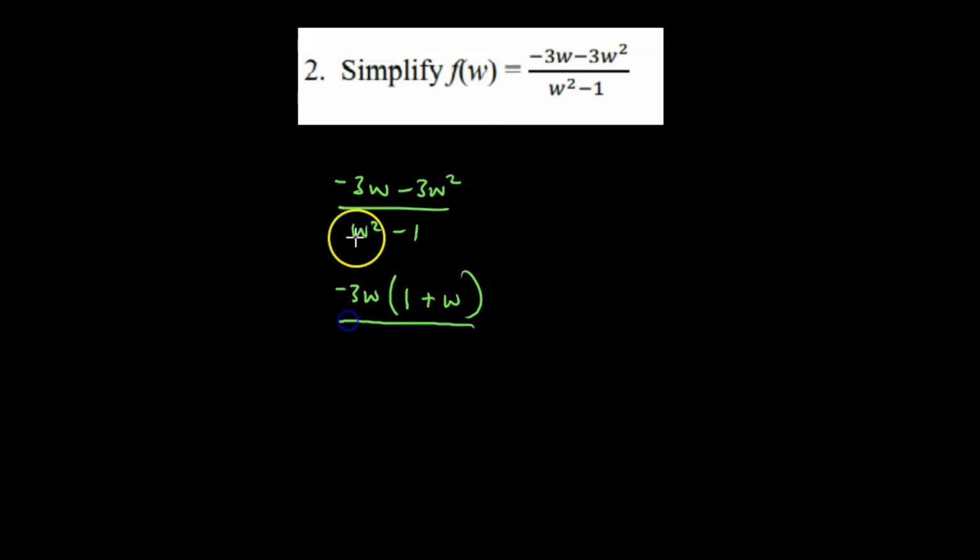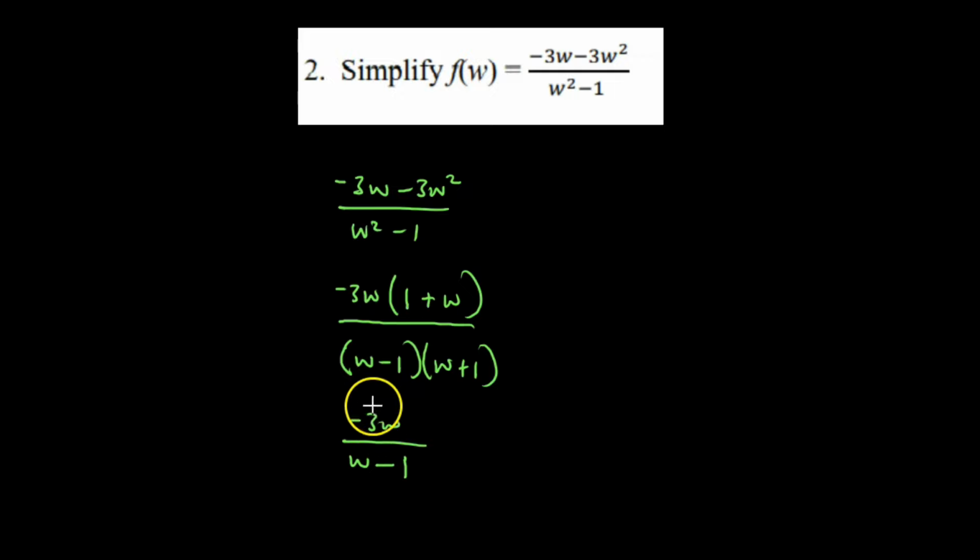Then the denominator, writing it in the factor form, we get a difference of two squares. So we have w minus 1 and then w plus 1. Fortunately for us, 1 plus w is the same as w plus 1. So the common factors will be done away with, and it will be left with negative 3w all over w minus 1. There is no way we can do any other simplification here. Hence, our answer is left as negative 3w all over w minus 1.